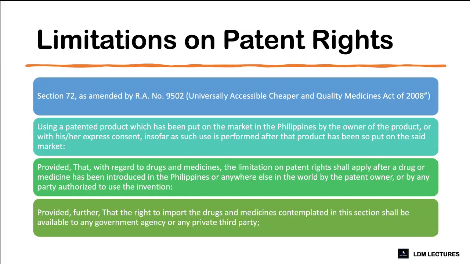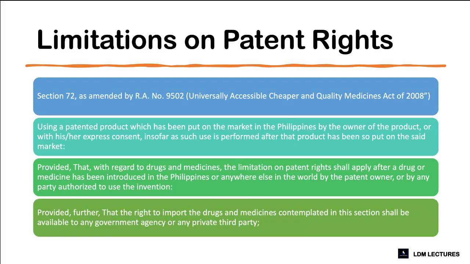So under Section 72 on the Cheaper Medicines Act of 2008, using a patented product which has been put on the market in the Philippines by the owner of the product or with his or her consent, insofar as such use is performed after the product has been so put on the said market. Okay? Provided that with regard to drugs and medicines, the limitation on patent rights shall apply after a drug or medicine has been introduced in the Philippines or anywhere else in the world by the patent owner or by any party authorized to use the invention.